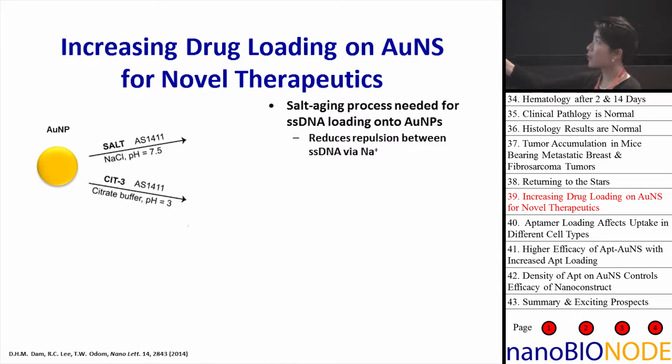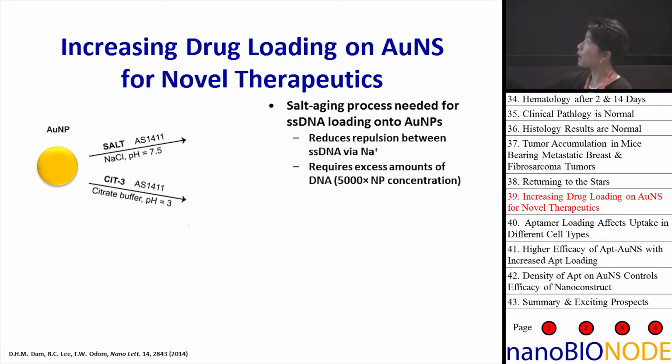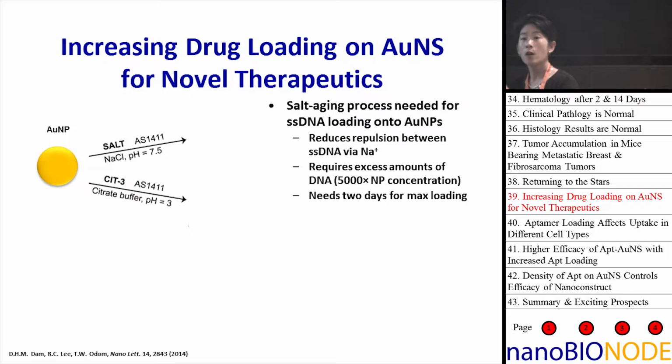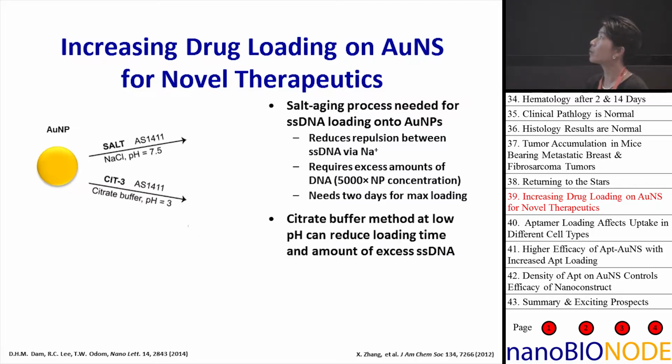But the problem is that it requires an excess amount of DNA, 500 to 1,000, up to 5,000 times the nanoparticle concentration. DNA is inexpensive, but it's not that inexpensive, so you're wasting a lot of DNA. And then finally, it needs 2 days to achieve maximum loading, which is no good. Well, which is fine, but if you're trying to scale it ultimately, it can be problematic. So there's a paper that came out in 2012, where they said, instead of this salt aging process, what if we use a citrate buffer at low pH, and then you can reduce both the loading time as well as the excess amount of DNA.